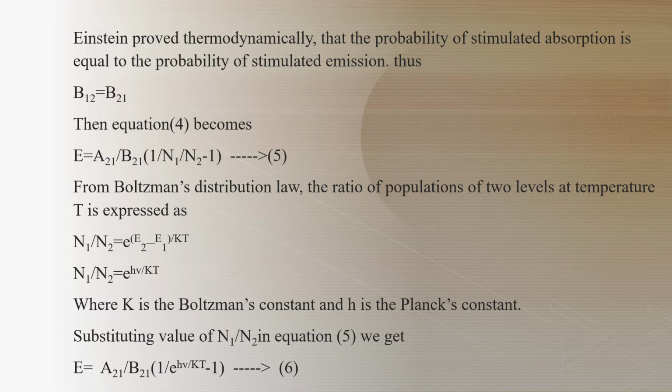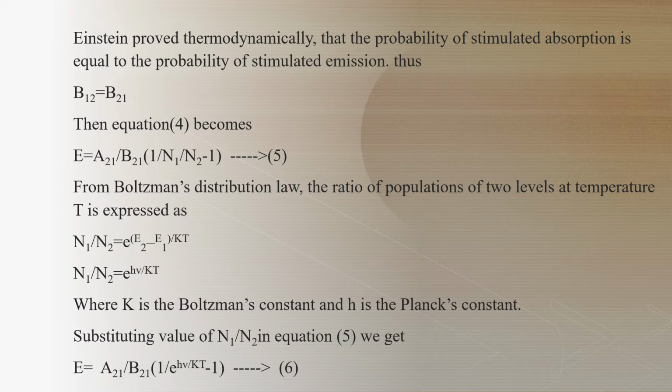Einstein proved thermodynamically that the probability of stimulated absorption is equal to the probability of stimulated emission. Thus B12 equal to B21. Then the equation becomes E equal to A21 by B21 of 1 by (N1 by N2 minus 1). This is known as the fifth equation.